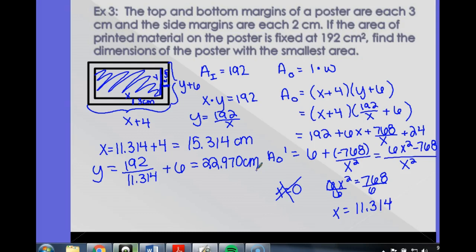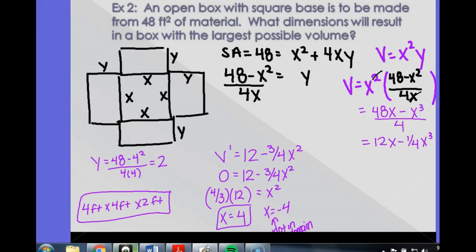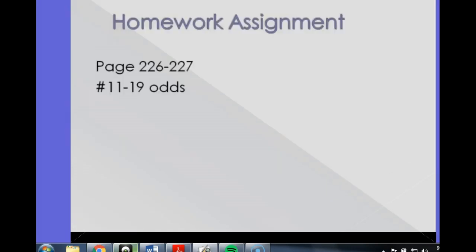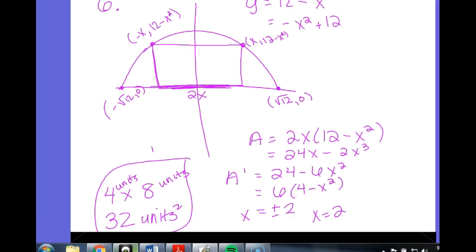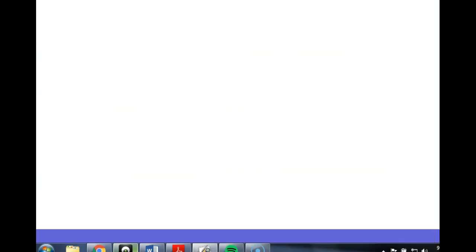So I feel like the culminating optimization problem has to be, do you have a cylinder or an open box? Cylinder. Yeah, the open box is such a good one too. I should have left that on there. Remember I shortened this unit? Open box is such a good one.